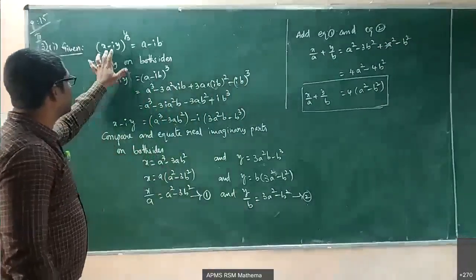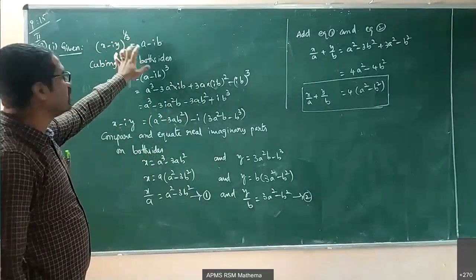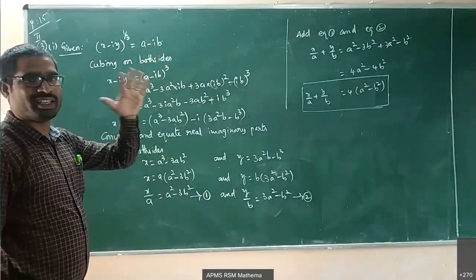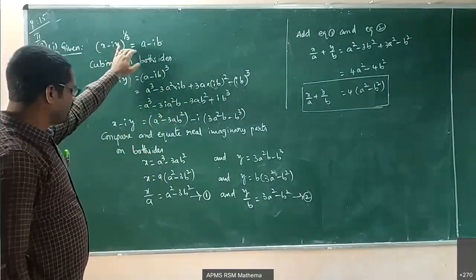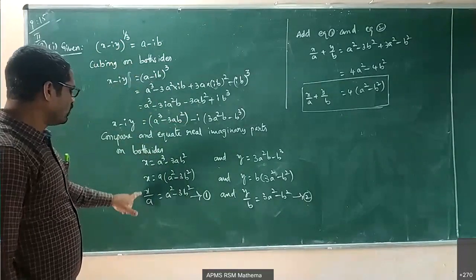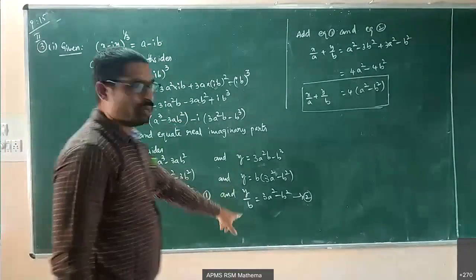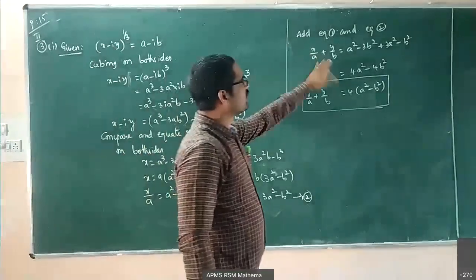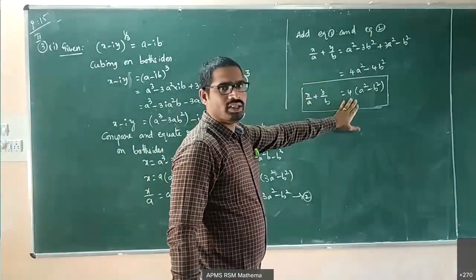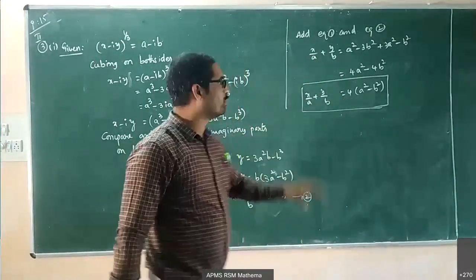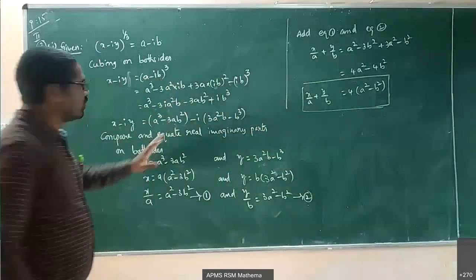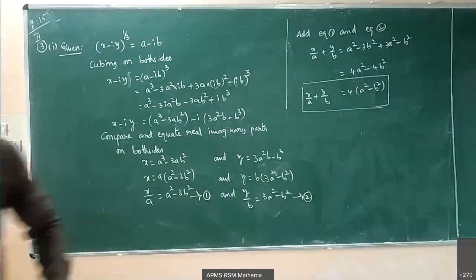x minus iy whole to the power of 1 by 3 is equals to a minus ib is the given condition. So by using that condition, we found out the values of x by a and y by b. Then we added those values. We arrived at the asked result. So please take a screenshot. We will do the second bit of the third problem.